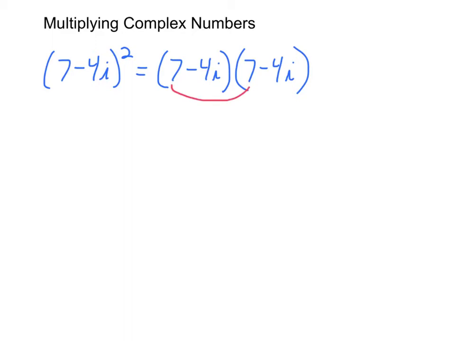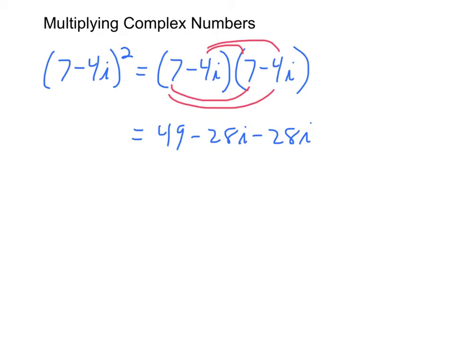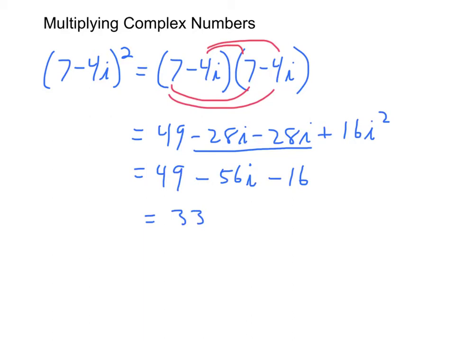And then once you do that, you do your firsts, which would be 7 times 7 is 49, and then you do your outers, so you'd have minus 28i, and then you do your inners, that's another minus 28i, and then you do your lasts, which would be positive 16i squared. And then we just simplify, so we have 49. If we combine these like terms together, we have minus 56i, and then in this last case, since i squared is negative 1, that's really 16 times negative 1, so it's really minus 16. So that equals 33 minus 56i. And that'd be your final answer.